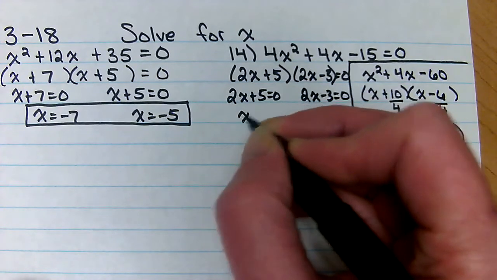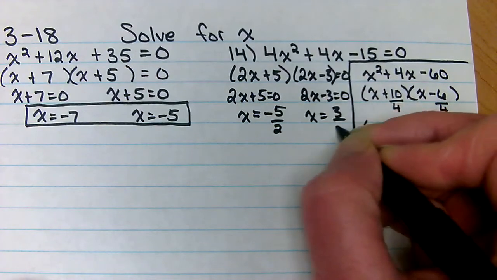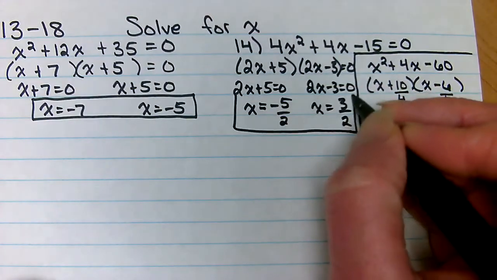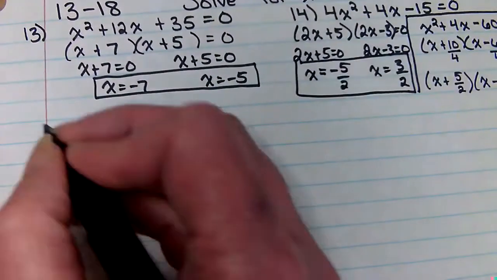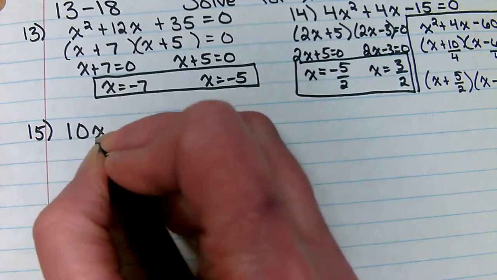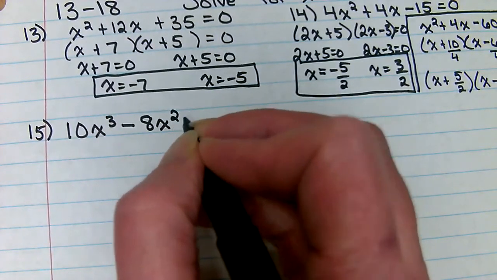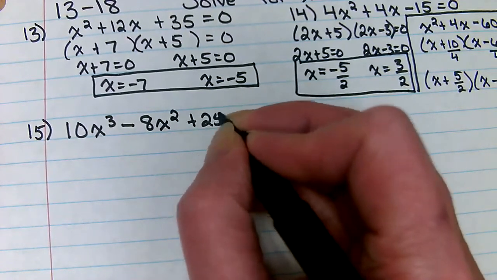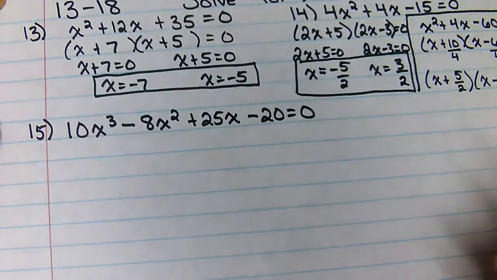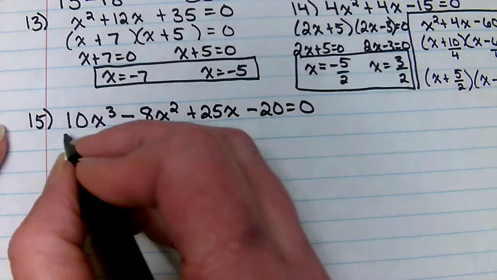So I am fine with you using that method if you remember to do the divide part. All right, number 15. Now this one has 4 terms. This is a great candidate for factoring by grouping.